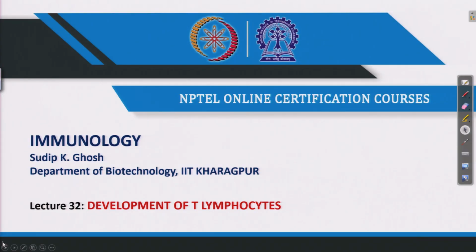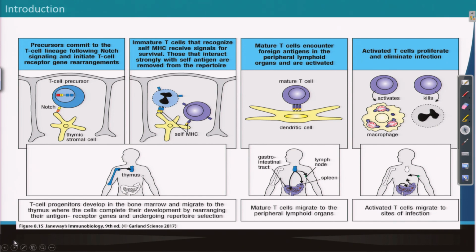So, in this lecture we are going to talk about T cell lymphocyte development. We already discussed the introductory part of T lymphocyte development, and the difference between B lymphocyte development and T lymphocyte development, they are different. Now we are going to see the basic outline of the whole T cell development.